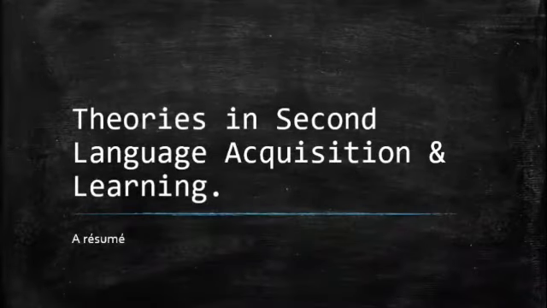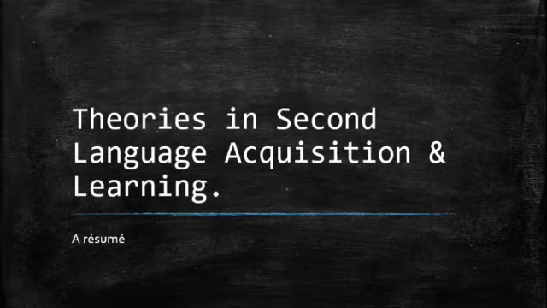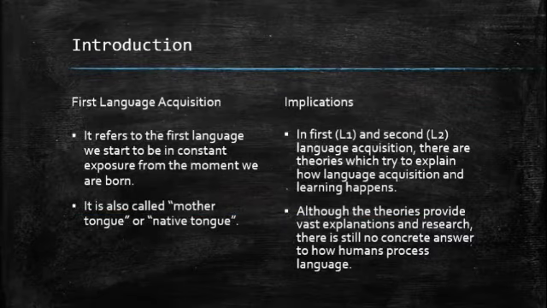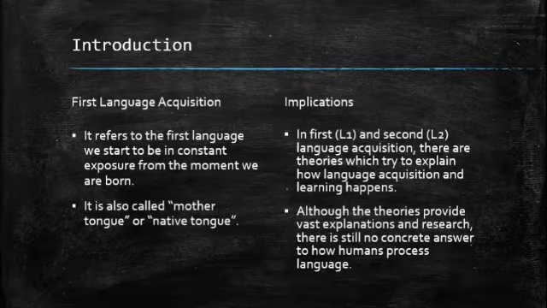We will talk about a résumé of the theories in second language acquisition and learning. Now we have the introduction to first language acquisition and its implications. First language acquisition refers to the first language we start to be in constant exposure to from the moment we're born. It is also called mother tongue or native tongue.